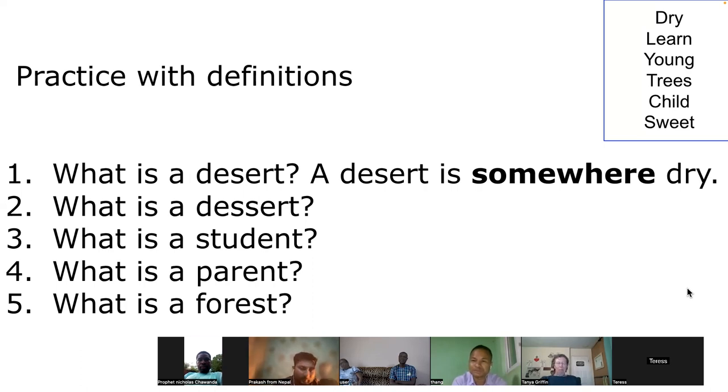Yes. So you can see, knowing those words somewhere or something or someone can help us a lot creating definitions so that we can explain and communicate new vocabulary as well. So I hope this has been helpful for you guys.